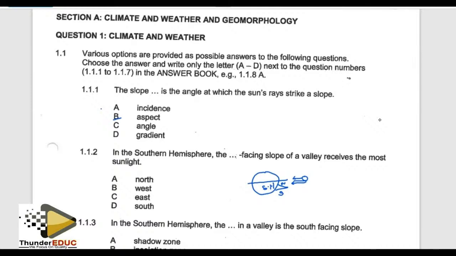The facing slope of a valley receives the most sunlight, which will be the north facing side. For this case, our answer will be A.